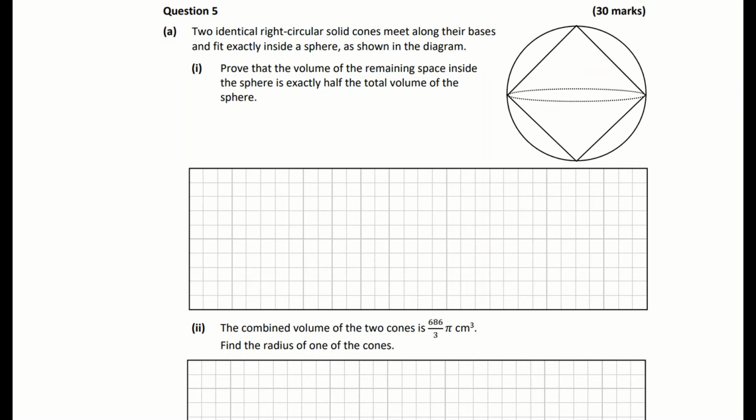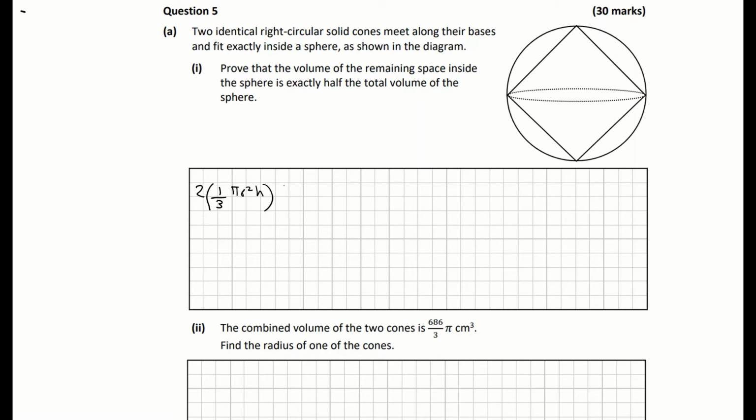So starting off on part A, two identical right circular solid cones meet along their bases and fit exactly into a sphere as shown in the diagram. Prove that the volume of the remaining space inside the sphere is exactly half the total volume of the sphere. So basically what you're looking at here is your formula for a cylinder and your formula for a cone. It's telling us that twice the volume of our cone, and our formula from our log tables is 1/3 pi r squared h. That's the volume of our cone.